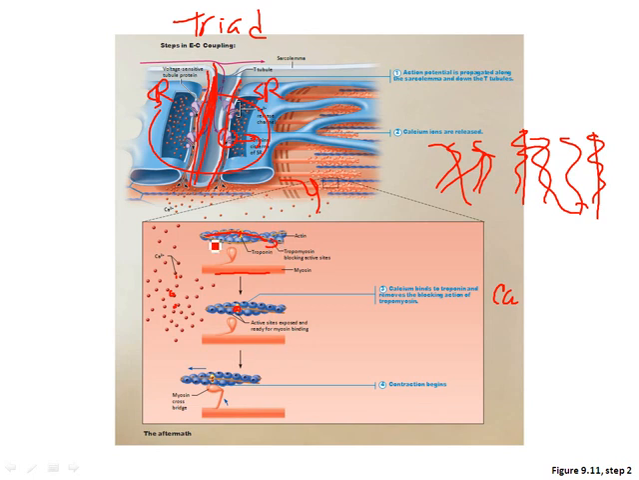See how troponin is covering up the binding sites? Calcium binds, the troponin changes shape, and now your myosin binding sites on actin are exposed, so myosin can now bind. Once myosin and actin bind, you get contraction. But we're not quite there yet.